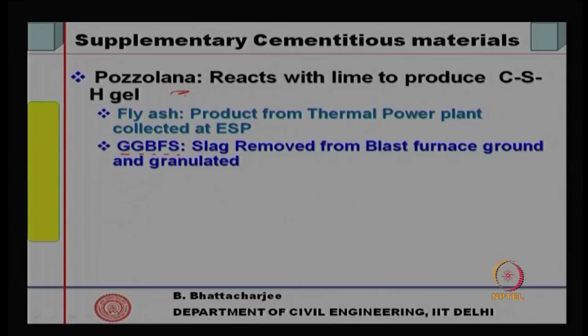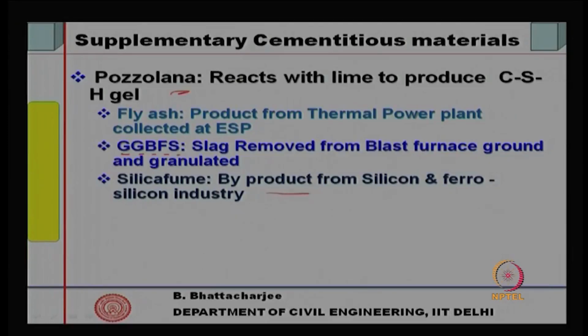When you grind it, granulate it, this also contains both lime as well as silica. Therefore, this also can react under conducive condition. So, this also shows some similar property, but before that it can also show some sort of cementing property. So, this is the main pozzolanous.